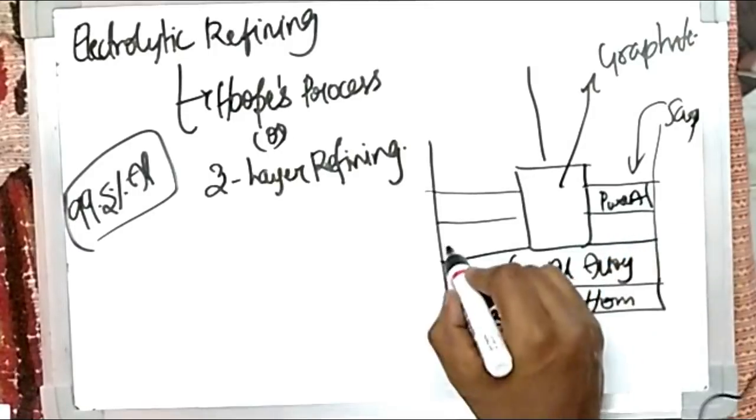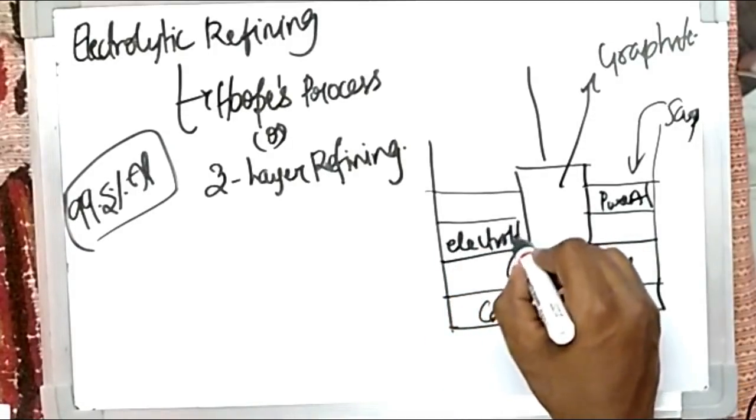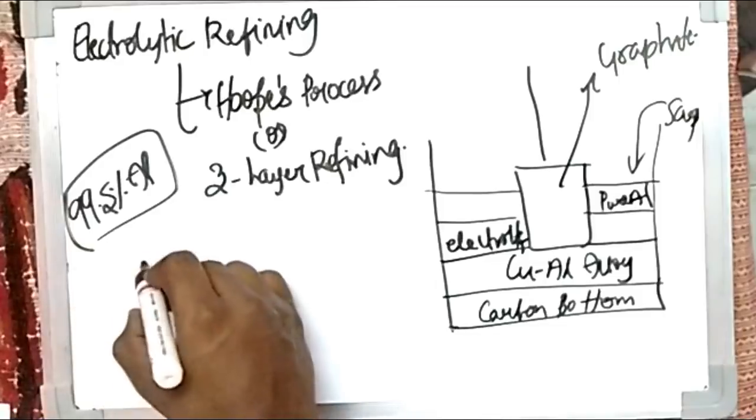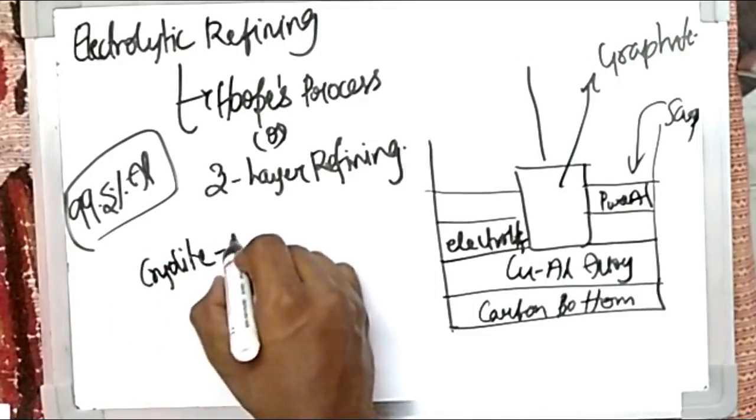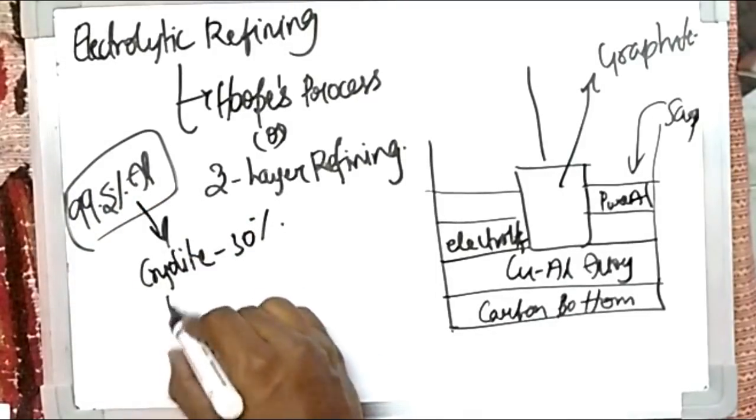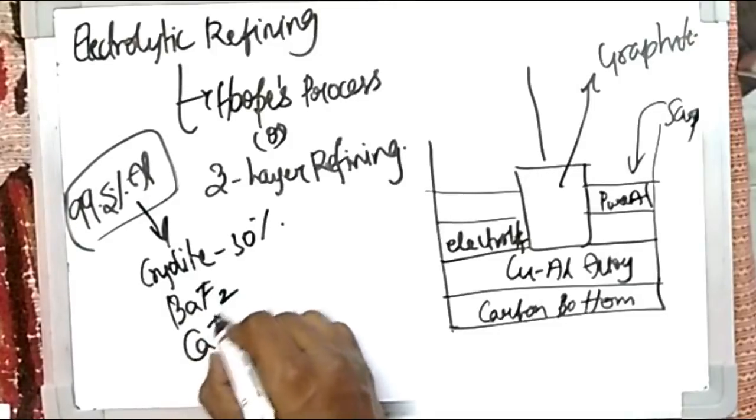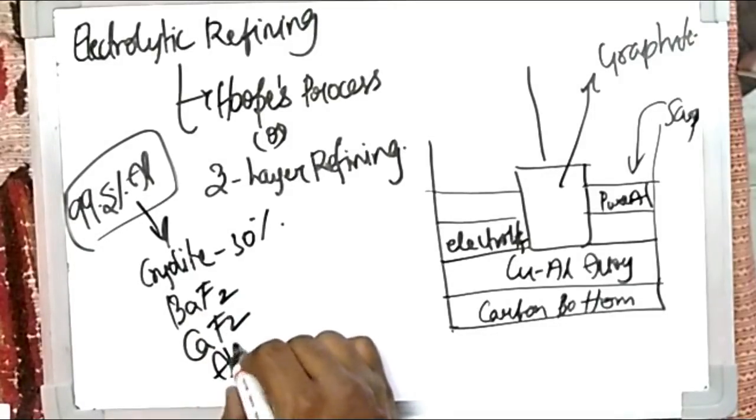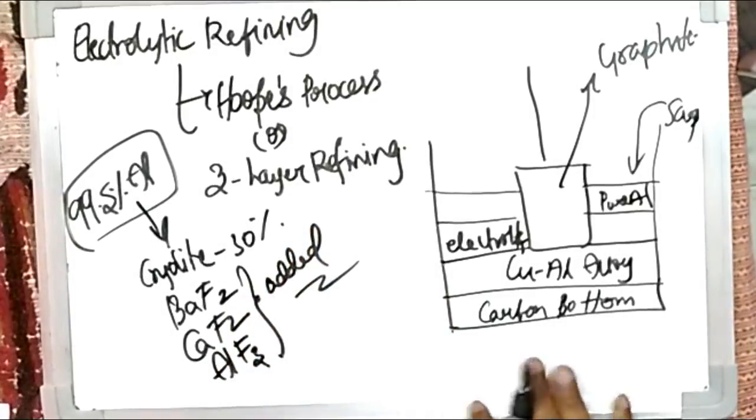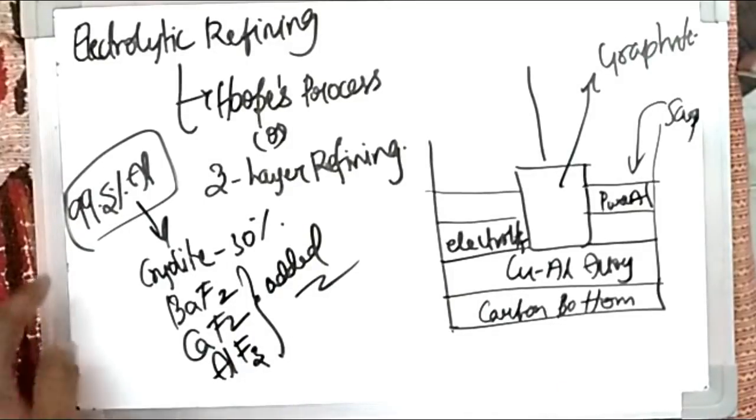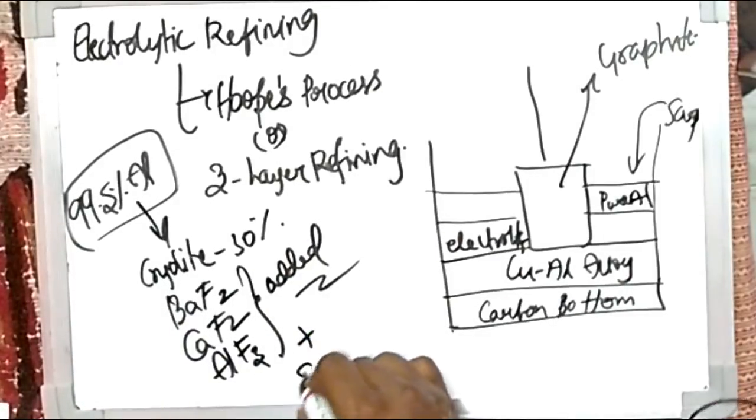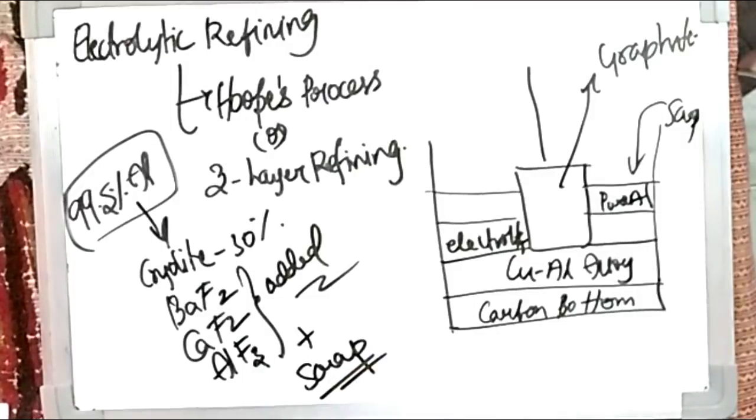This is pure Al, the middle layer is the electrolyte. What is the electrolyte here? The electrolyte is again a mixture of cryolite 30%, with fluorides like BaF2, CaF2, and also LiF3 added to this. The electrolyte used for electrolytic refining is a mixture of cryolite and other fluorides, and some amount of commercial aluminum scrap can also be added.